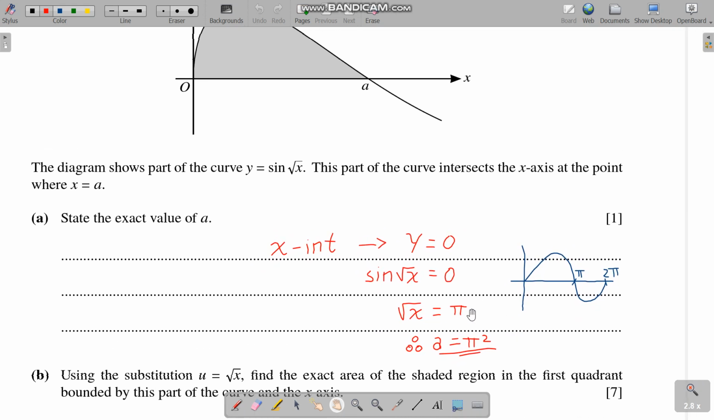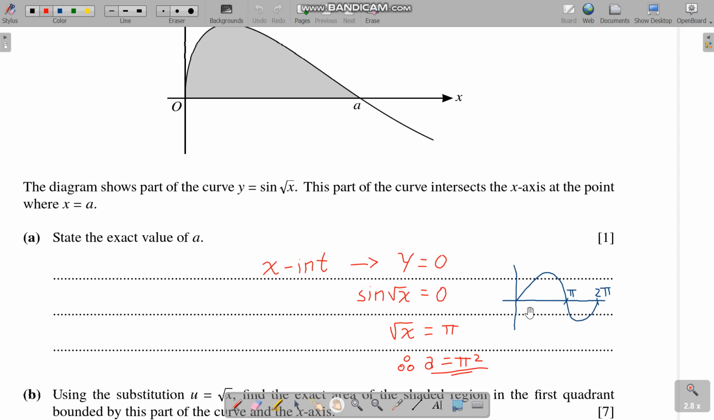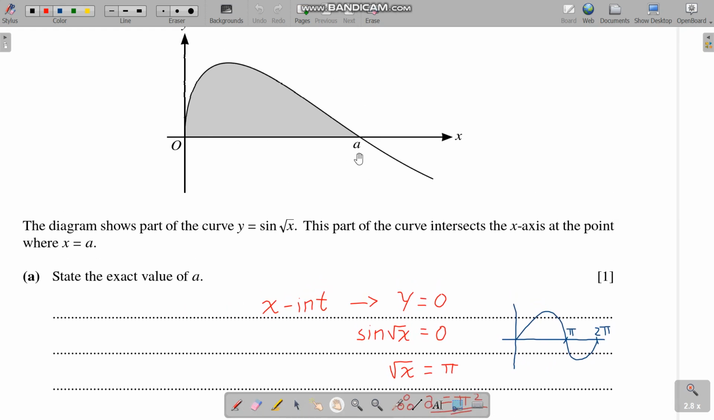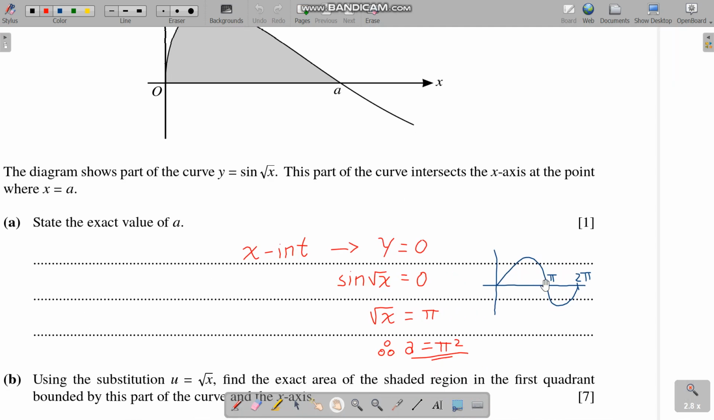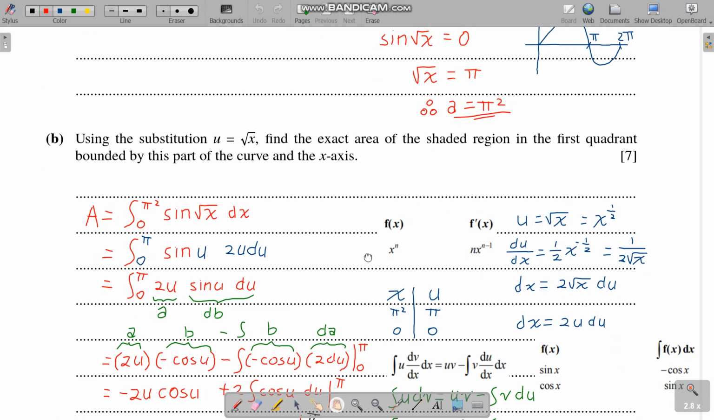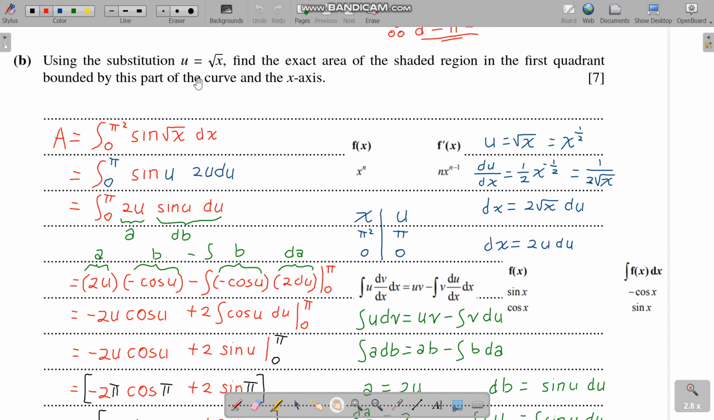In case you are wondering, why are we using pi, why are we not using 0? Well, because if you look at the sine graph, of course we can also use 0 or 2 pi, but since a is obviously not 0 and it's the first x-intercept after 0, that's why we use pi. Now for b, use the substitution u equals root x to find the exact area.